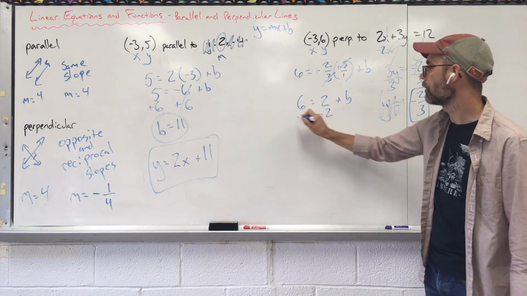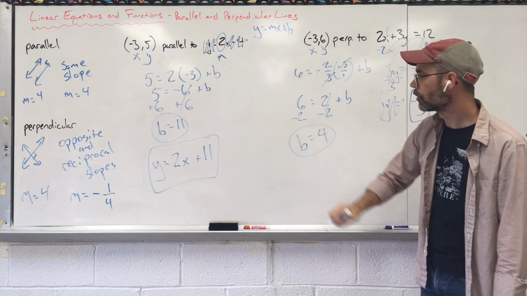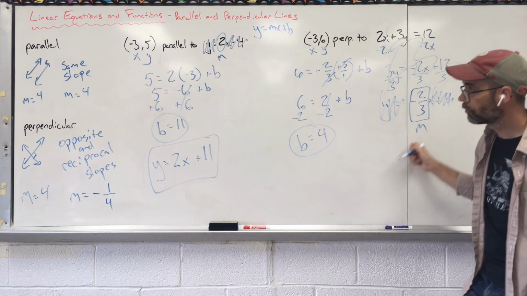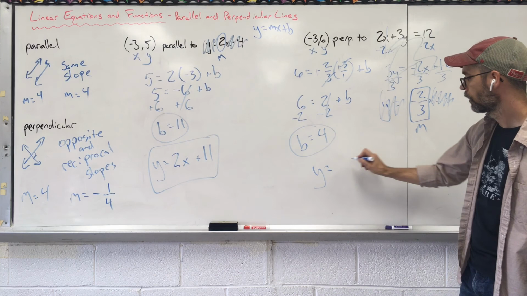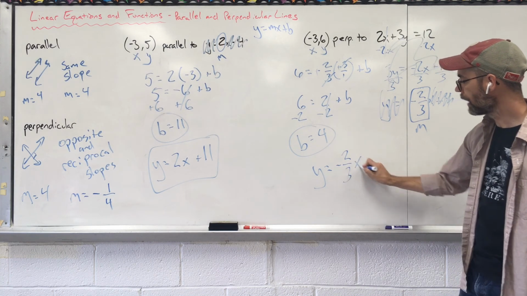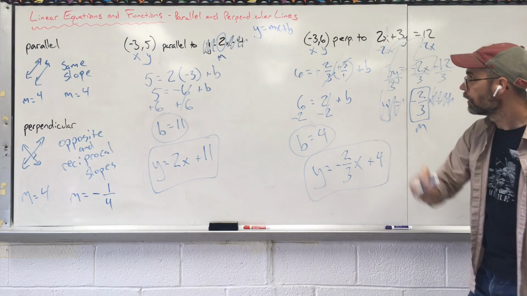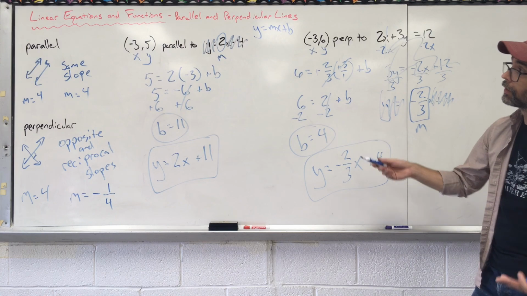Make this easy on yourself. B equals 4. Good. You have a b, you have an m. Take those two, put them up here. Y equals negative 2/3 x plus 4. And that is writing parallel and perpendicular lines given a point.